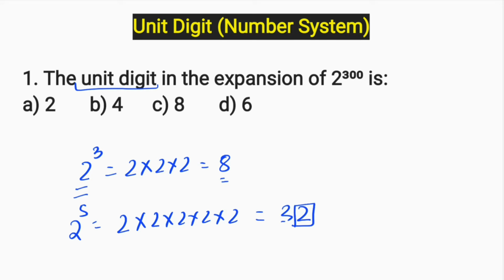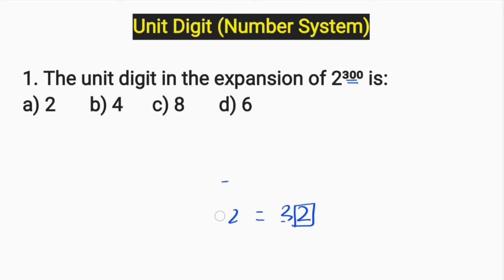Okay, well, but what if you have this power? So obviously multiplying 300 times with itself doesn't make any sense. So of course there is a trick to solve these questions. Now how is it done? Now I'll explain the concept. It will take only 1 minute. So please pay attention to the concepts.